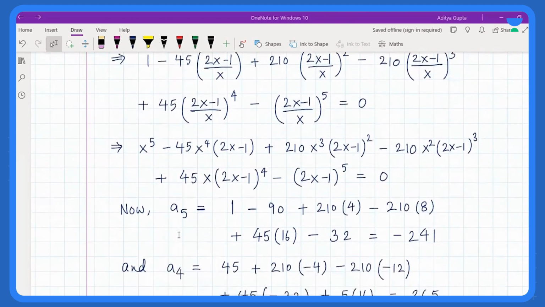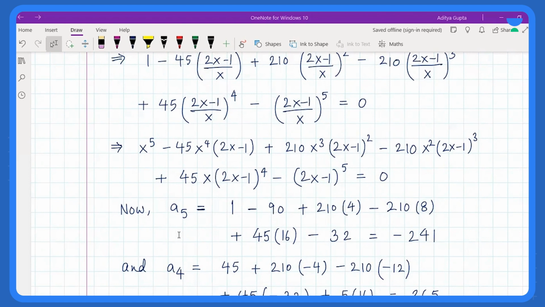The only thing we'll do is we'll first find A5, so the x power 5 coefficient. In every term we find it and then subtract or add it. For example, in x power 5 the coefficient is 1. We have written that 1. The coefficient of x power 5 in this second term, 45 into x power 4 into 2x minus 1, is minus 90. And similarly, in all these further terms, we have listed those out. So plus 210 into 2 square, which is 4, then minus 210 into 2 cube, which is 8. So similarly, we have found minus 241 after simplifying.